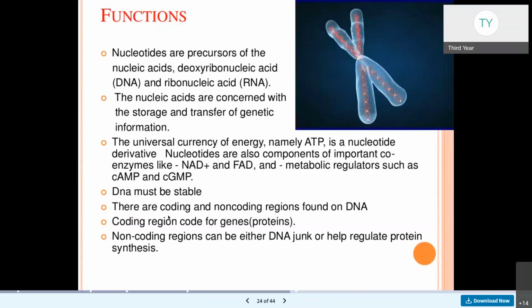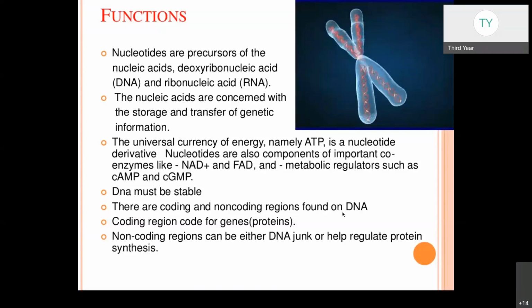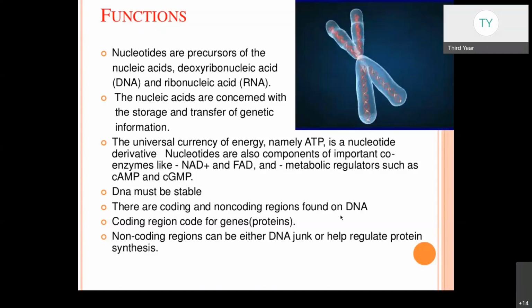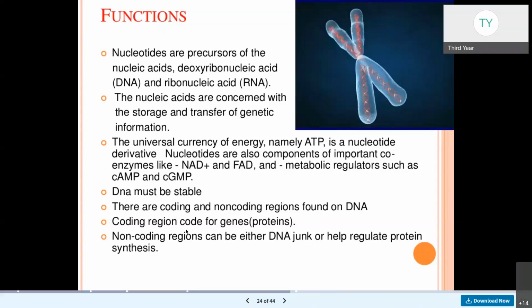So there are coding and non-coding regions found on DNA. Now again we come back to the DNA. DNA carries genetic information, DNA is made up of nucleotides, and DNA has coding and non-coding regions. Coding regions are those that transfer genetic information forward to daughter cells. So coding regions code for genes or proteins. Non-coding regions can be either DNA junk or help regulate protein synthesis.